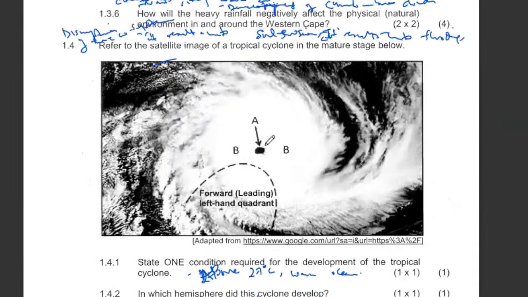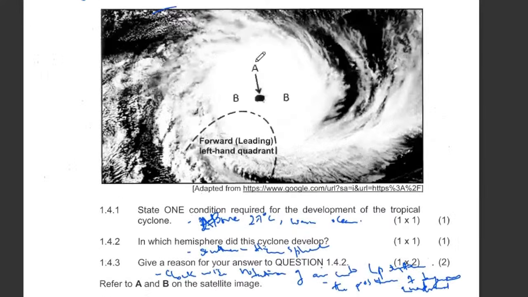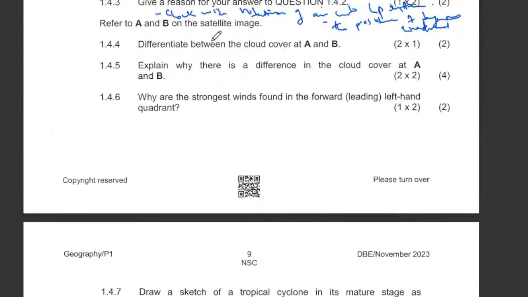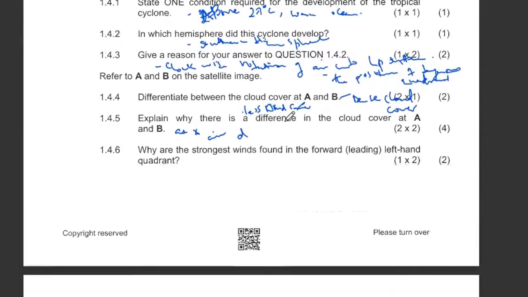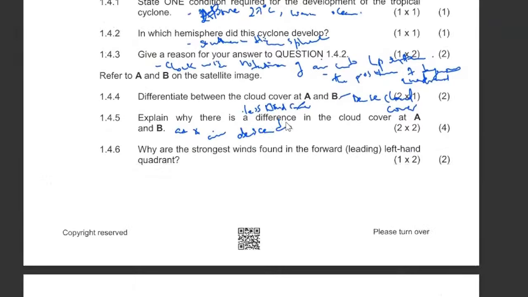Refer to A and B on the satellite image. You should know that A is the eye, B is the eye wall. There is a difference in clouds. A has less cloud cover, whereas B has dense cover. Explain why there is a difference in cloud cover. At A air descends, whereas at B air rises.